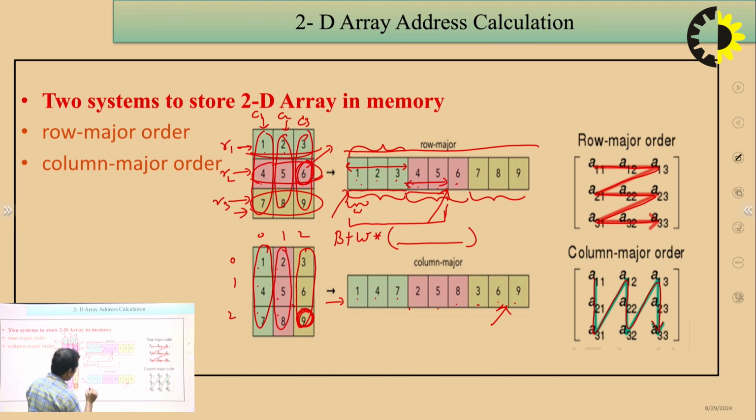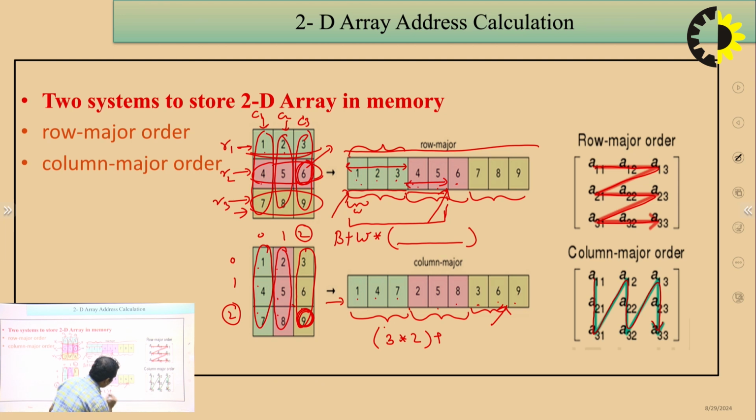So the number of columns before this element is 2 columns, and each column has 3 elements. So 3 elements here, 3 elements here, 2 columns means this much. So 3 into 2, plus how many elements in that particular column come before the element whose address we want to calculate, that is this one, that is 2. Okay.